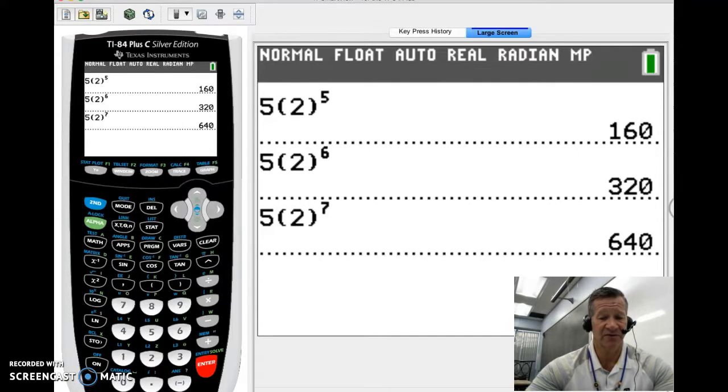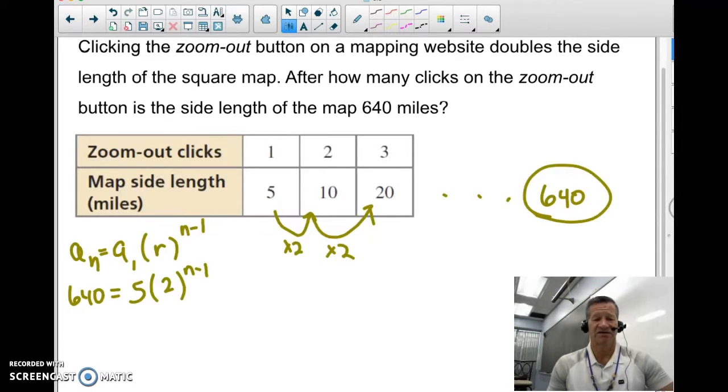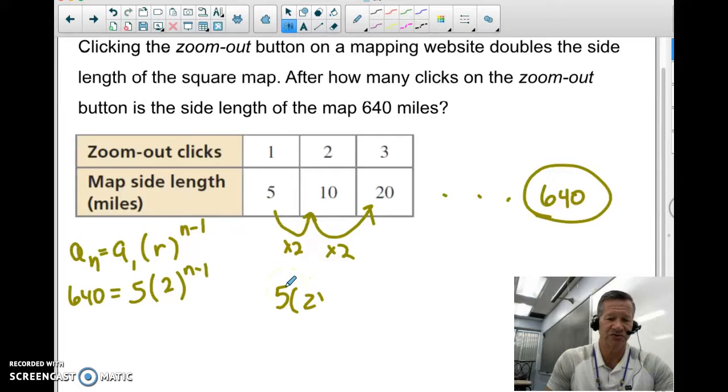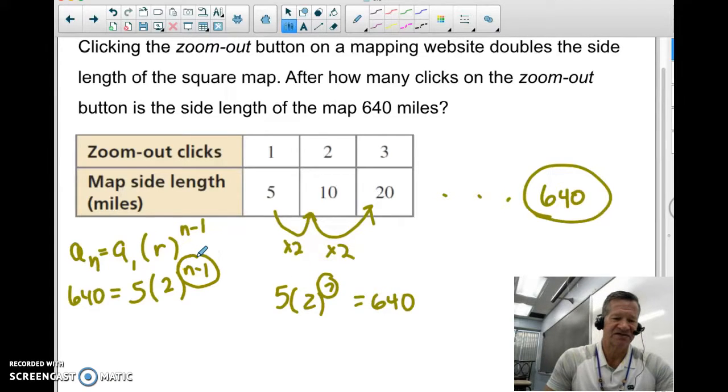Now, you need to interpret that correctly. If I take 5 times 2 to the 7th power, that gives me 640. But remember, the 7 isn't how many terms there are. It's 1 less than the number of terms. So if n minus 1 is our 7, adding 1, I'll get 8.